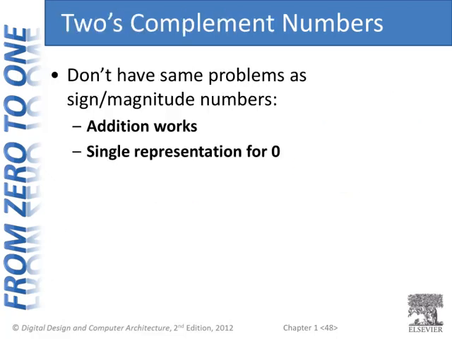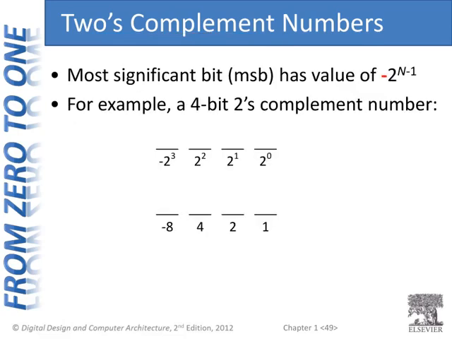So now let's look at the second way of representing signed numbers, or numbers that can represent both positive and negative numbers. These are 2's complement numbers, and these numbers don't have the same problems as signed magnitude numbers. Addition works, and there's only 1 representation for 0. So 2's complement numbers, again, can also represent positive and negative numbers, just like our signed magnitude numbers, but in a different way.